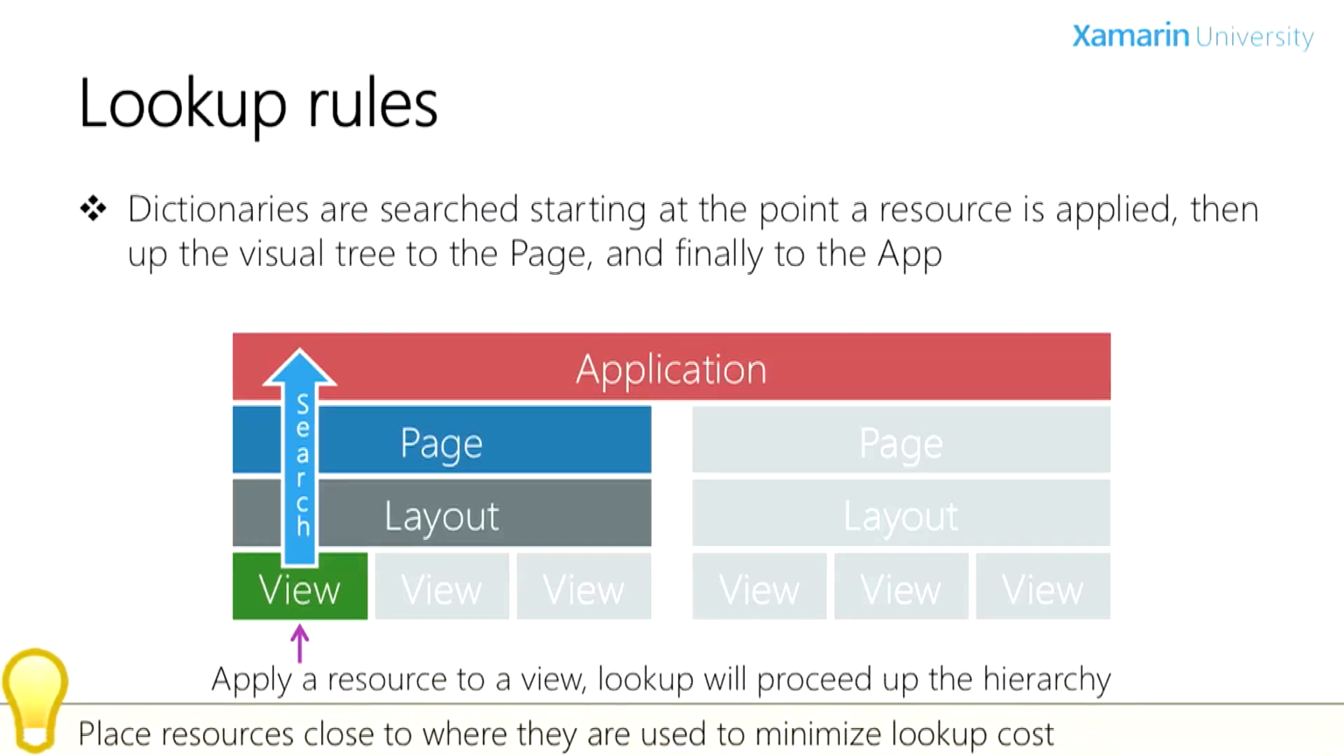If a matching key can't be found, it depends on how the resources are applied on what will happen. For a static resource, it'll throw an exception, but for a dynamic resource, it does nothing, but it isn't considered an error.